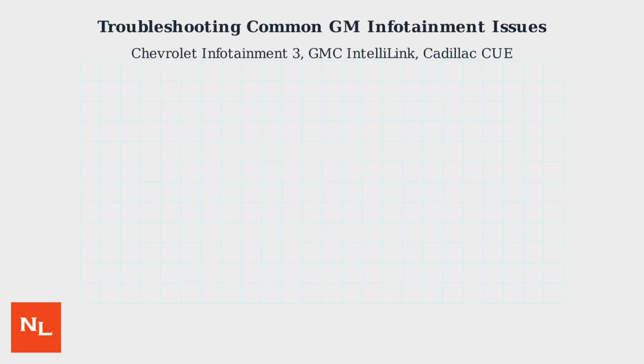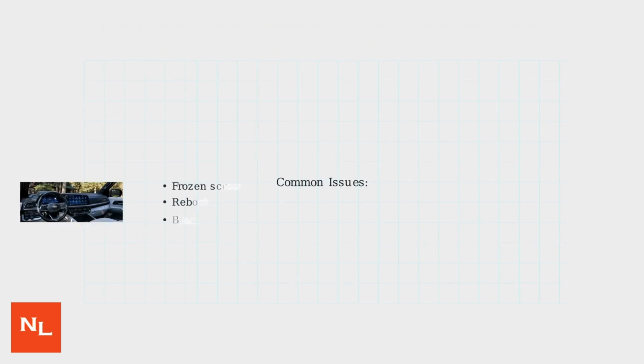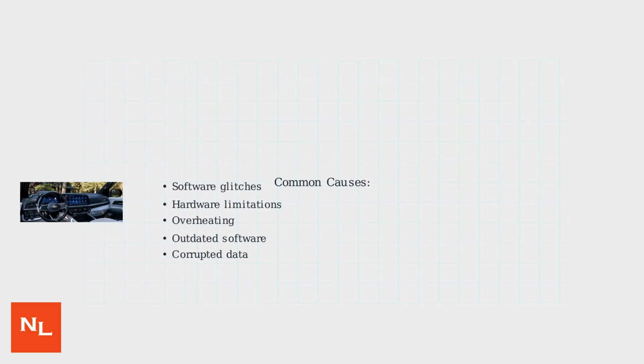GM infotainment systems like Chevrolet Infotainment 3, GMC IntelliLink, and Cadillac's Hue often face issues such as frozen screens, reboot loops, and black screens. These problems typically come from software glitches, hardware limitations, or overheating. They are often caused by outdated software, corrupted data caches, or failing components.